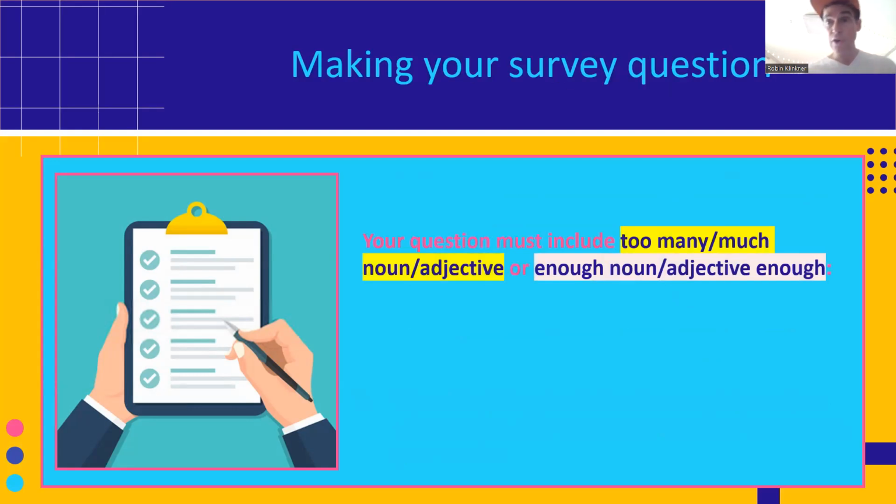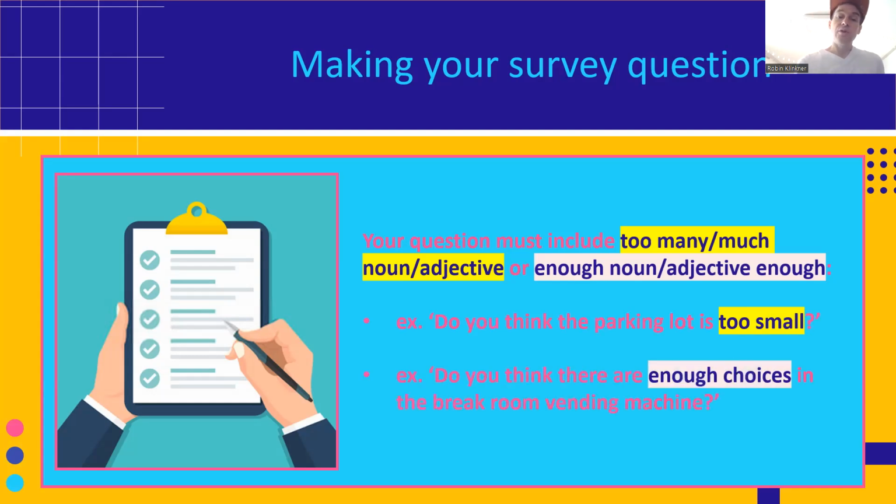So here's how you should make your question. And this is in the handout. Your question must include either too many, too much, or too, or not enough, or enough. So, do you think the parking lot is too small? Because just remember, too includes a meaning of being below or beyond what's sufficient or what's appropriate, or just to complain. Do you think there are enough?